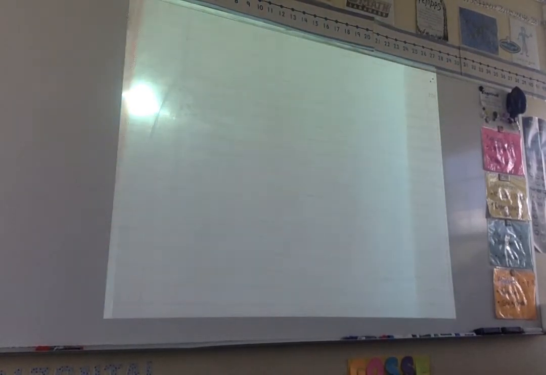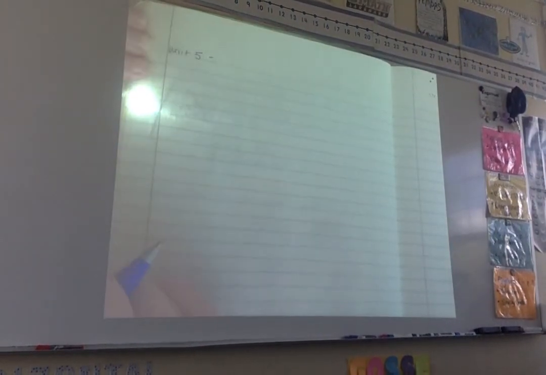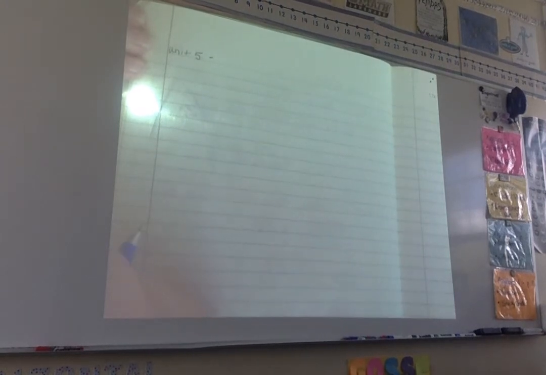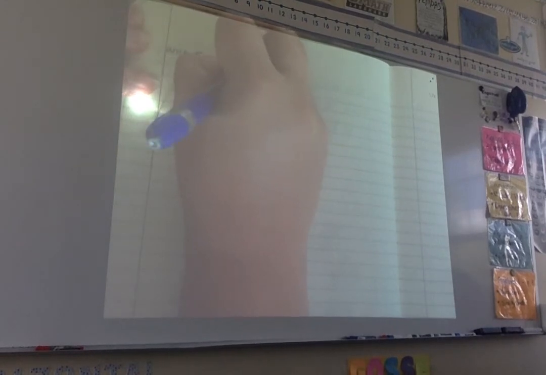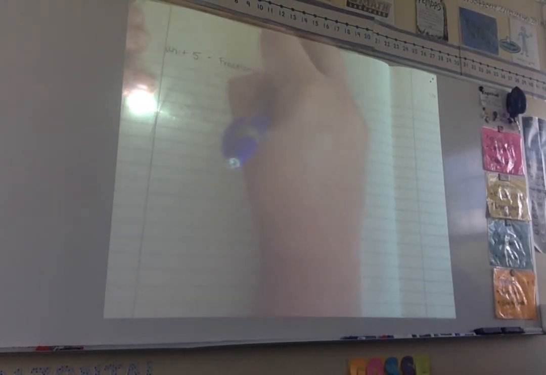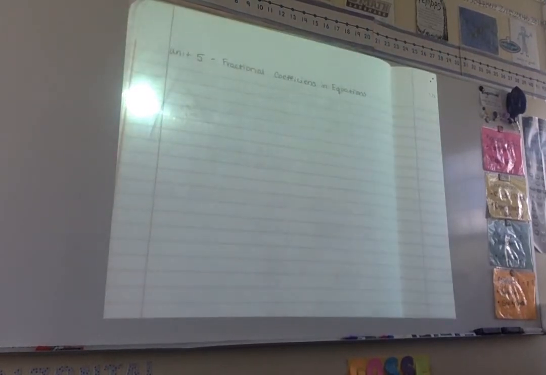I'm going to review one more thing from Unit 5. So then this is Unit 5. And I'm just going to review fractional coefficients with you, because there will be one problem on the test like this. Okay? So this is always going to be equations for us.